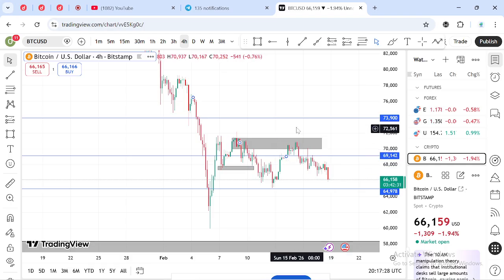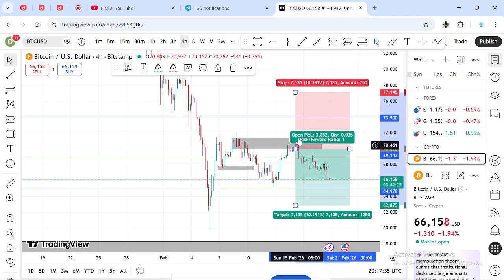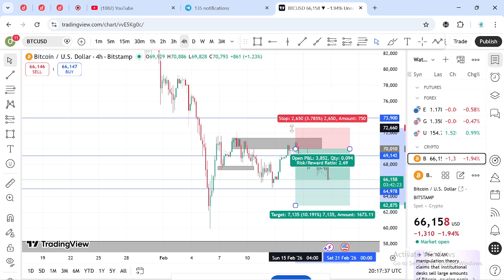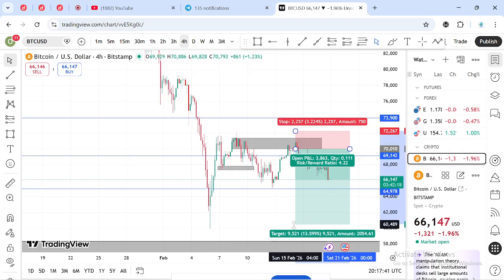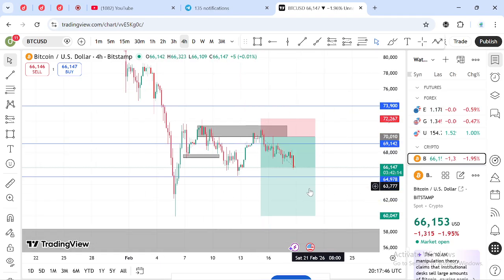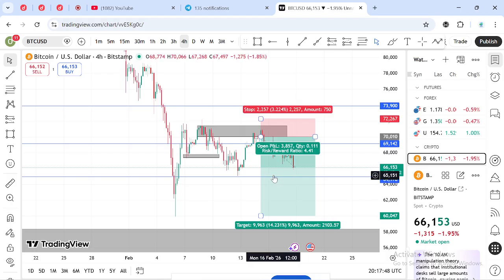So they would have entered here for a sell and they'll be targeting where? They enter here for a sell, they put their stop loss at the wick here, and they'll be targeting this low. So this is the trade. It's still currently running.